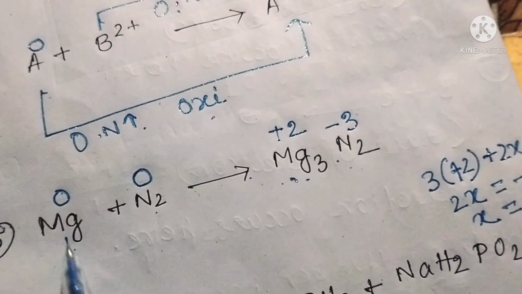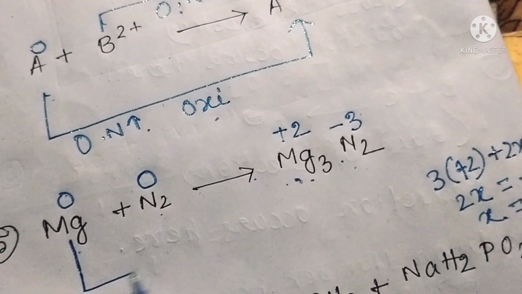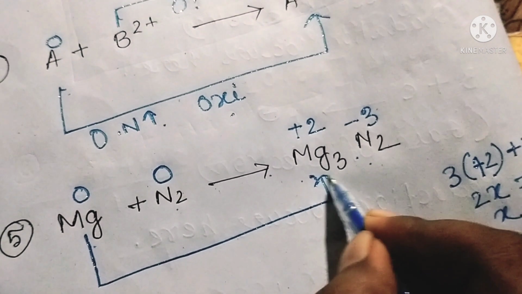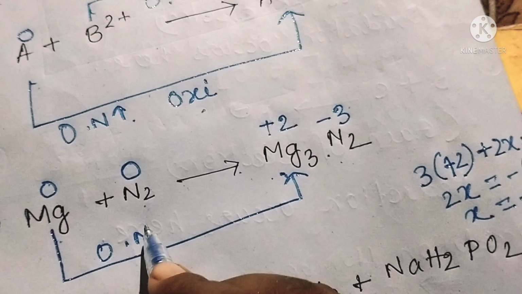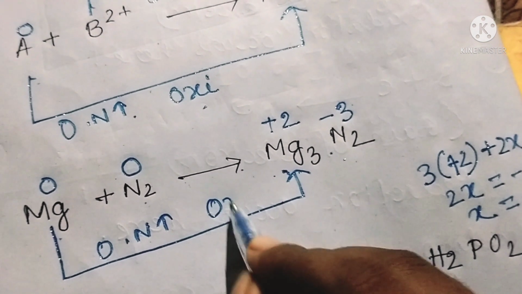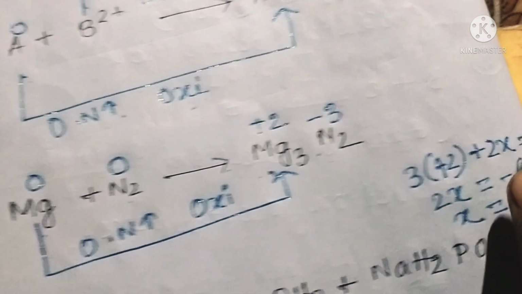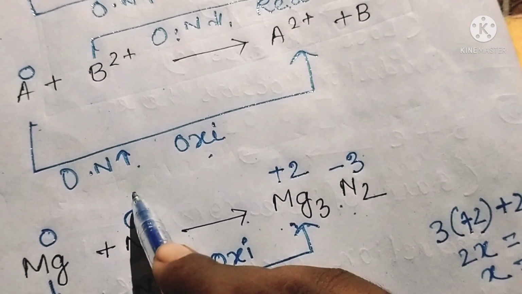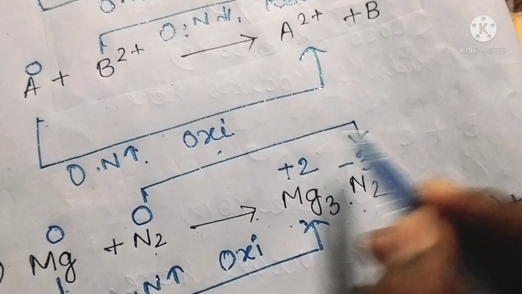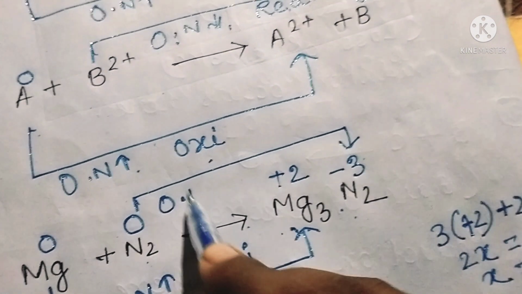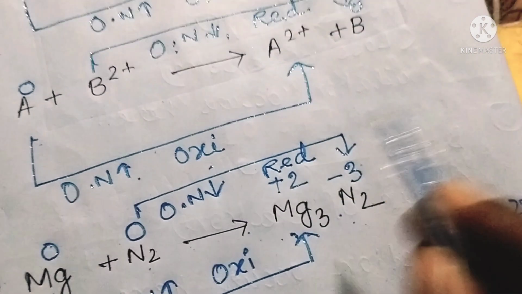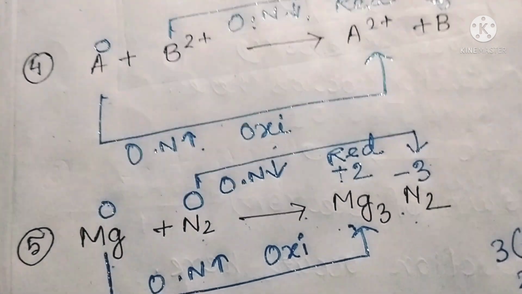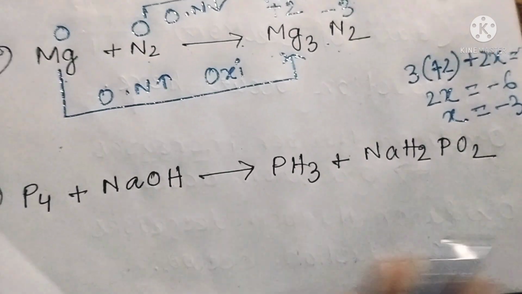So from this 0 to this Mg2+, oxidation number increases. That means oxidation occurs. And from this nitrogen to here, what happens? Oxidation number decreases, so reduction occurs. Now let's see the next example.